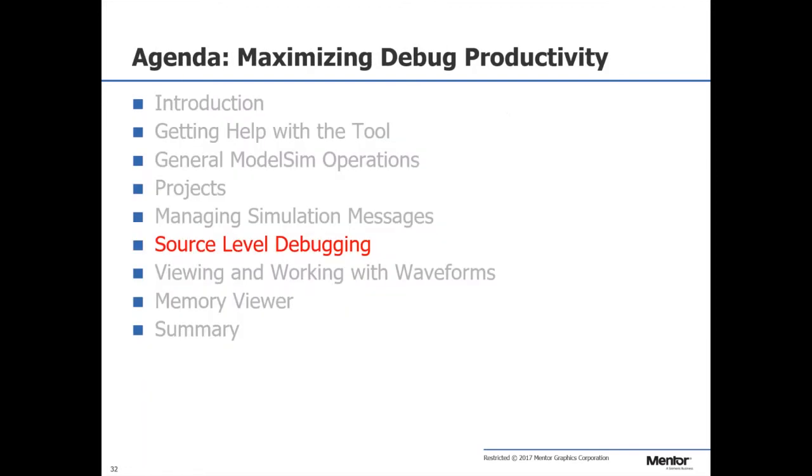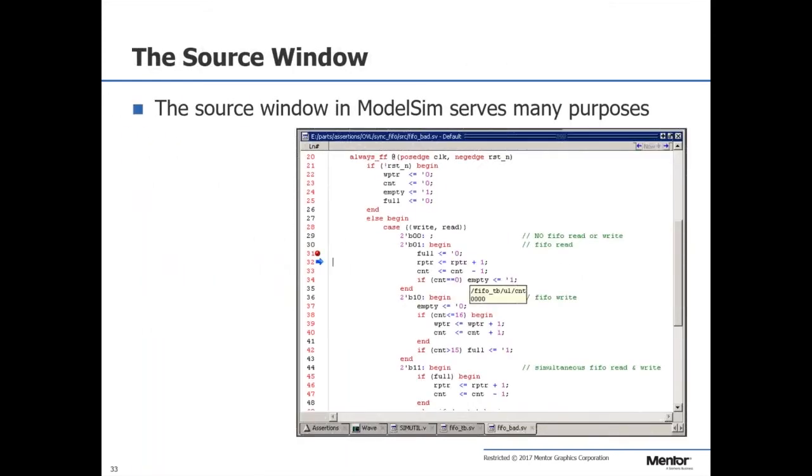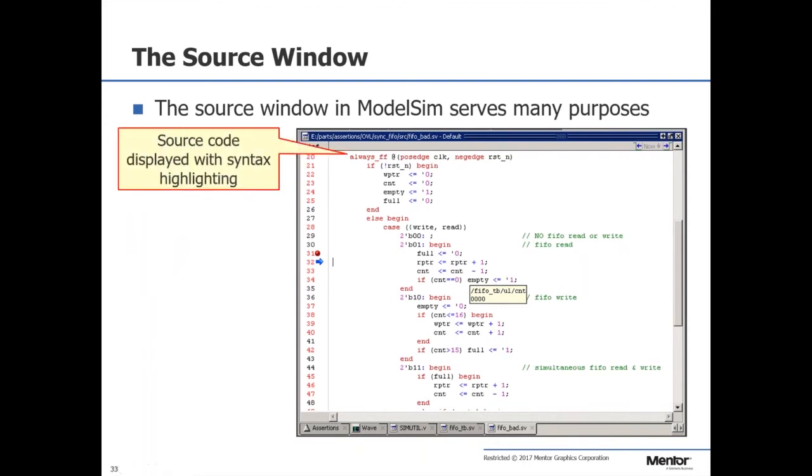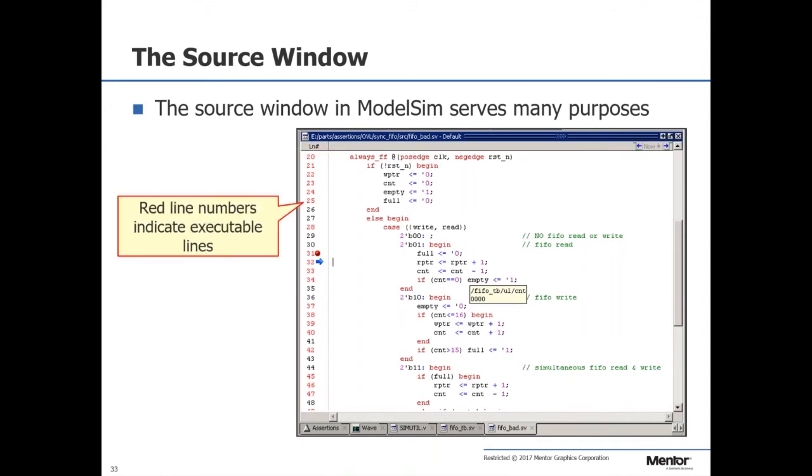So, source level debugging. Let's say I'm running a simulation and trying to track down the source of some bug, so I'm debugging down at the source code level. The ModelSim source code window has a lot of different purposes. First of all, you'll notice that it's all syntax highlighted. All the Verilog keywords and all the VHDL keywords are highlighted in red. All of your signals will have a different highlight color. So that's good there.